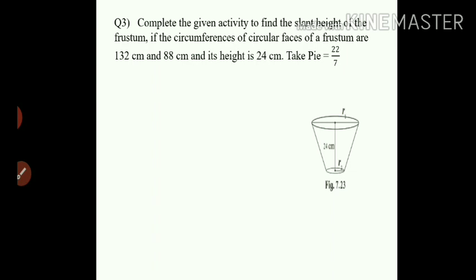As we know, in frustum you have two circular ends. One will be the bigger circle, other will be the smaller circle. So for bigger circle you can see the diagram. R1 is written for radius and R2 is written for the smaller radius. But radius is not given. That means we have to find out first both of the radius. But here circumference is given for both. For the bigger circle, you can see the top, it is 132 centimeter, and for the bottom the circumference is 88 centimeter. Now we know the formula for circumference is 2 pi r.